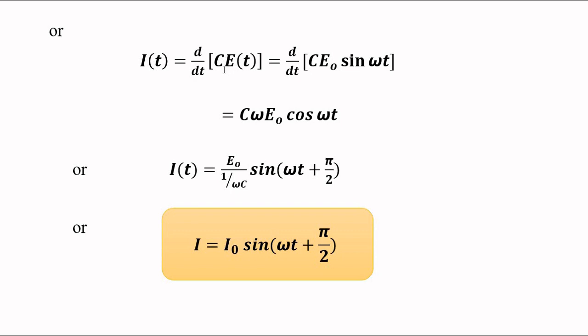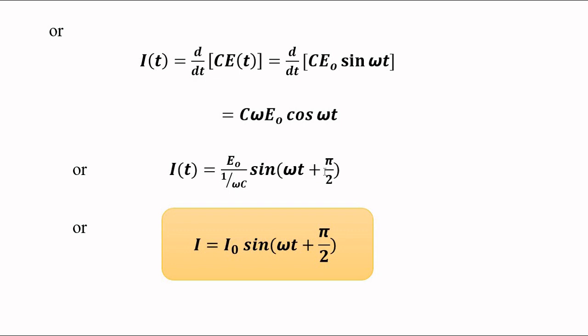Capacitance is the proportionality constant, so it goes outside. d/dt of E0 sin(omega t) gives us omega E0 cos(omega t), combined with the proportionality constant, which is the capacitance. So it can be rewritten as E0 divided by (1/omega C) times sin(omega t + pi/2), since cos(omega t) can be written as sin(omega t + pi/2).